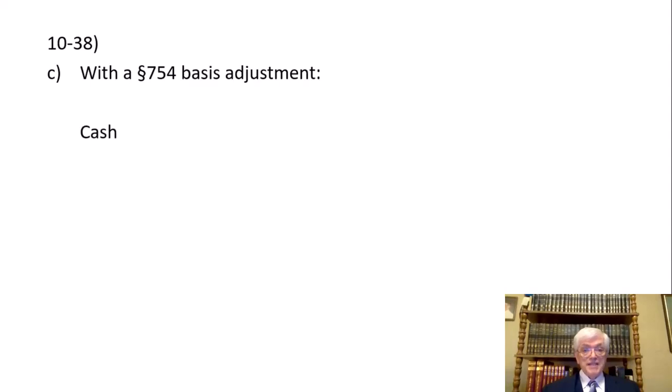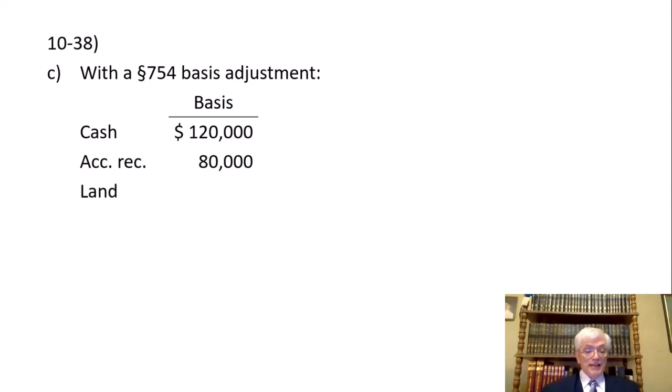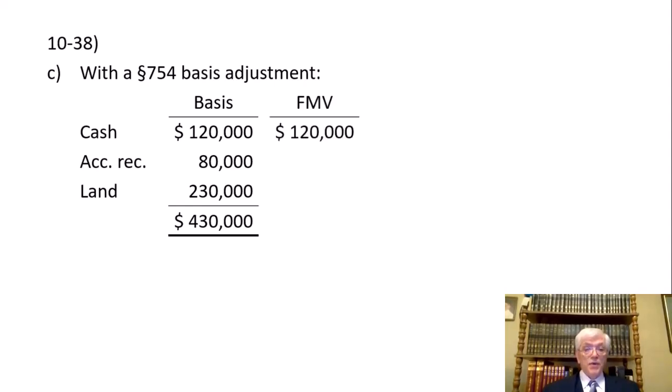So with the 754 basis adjustment, cash has a basis of $120,000. Accounts receivable will have a basis of $80,000, and the land will have a basis of $230,000. That gets the other $80,000 of Kenneth's payment. Can't adjust the cash. So that's $430,000 of total assets calculated at basis. Fair market values, $120,000, of course, for the cash, $240,000 for the accounts receivable, and $390,000 for the land. That's your $750,000. The fair market values have not changed.